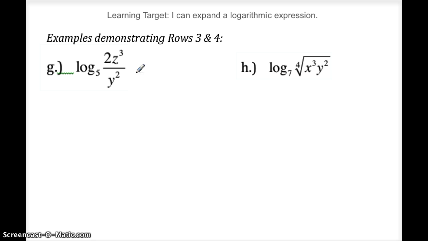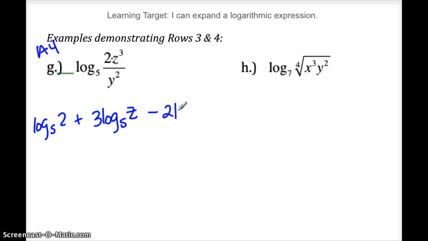Just a couple more. This last one matches up with alpha 4. Okay, so we're going to break up the multiplication on the top. Log 5, 2 plus, power is going to come out, 3 log 5z. Division means subtraction, minus, power comes out, 2 log 5y.